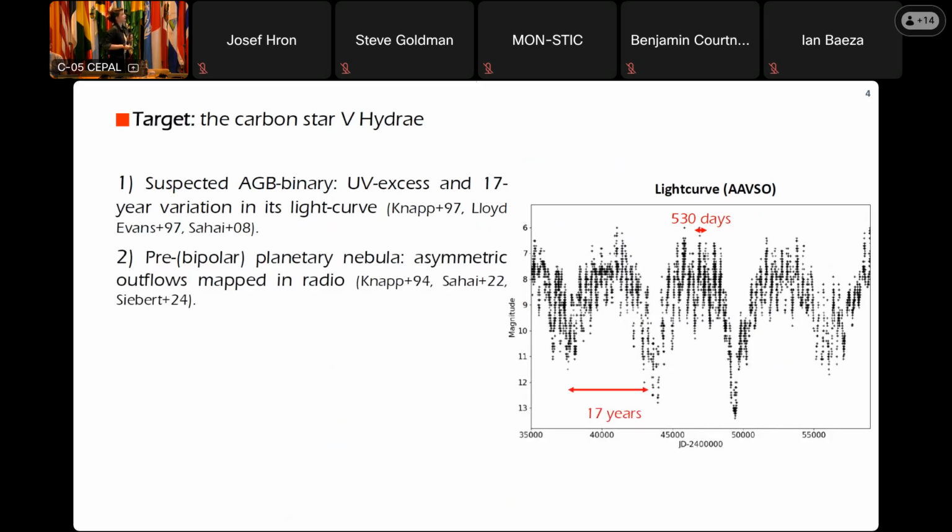So we know that V Hydrae is a carbon star, and the suspicion of binarity, because we first need some guess to know which are the better stars to study in detail, comes from the light curve. The light curve of the star has what we could call a long secondary period, but way larger than what we see for common LSPs from the D sequence, of 17 years. And on top of that, the star also has a UV excess that cannot be explained by the AGB itself. As Jaime had mentioned, UV excess is often a signature of a binary companion.